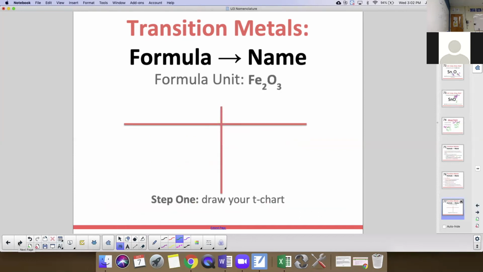So here's an example. First thing, we need to split it up into ions. So the cation is Fe, and the anion is O3.